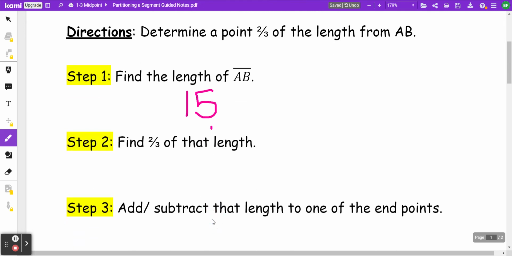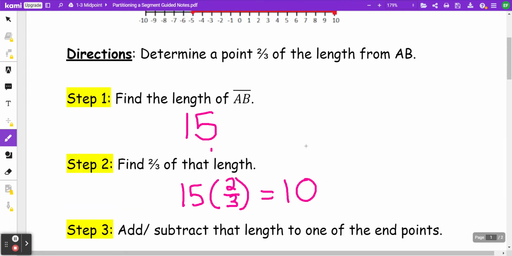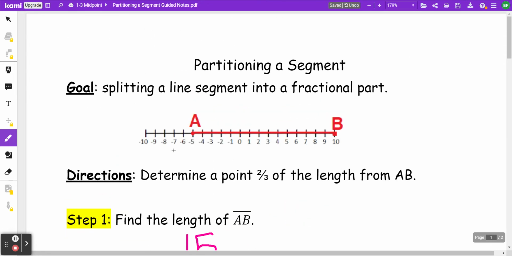So if we want to figure out what 2/3 of that length is, that just means we have to multiply 15 by 2/3. So 2/3 of 15 is 10. So let's go back to our number line. That just means we need now a length of 10. If I start at A and move out 10 units, that brings me to +5.